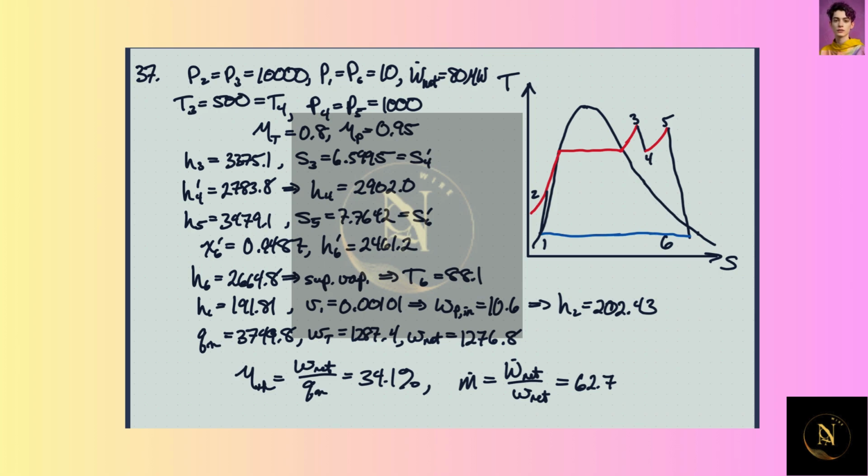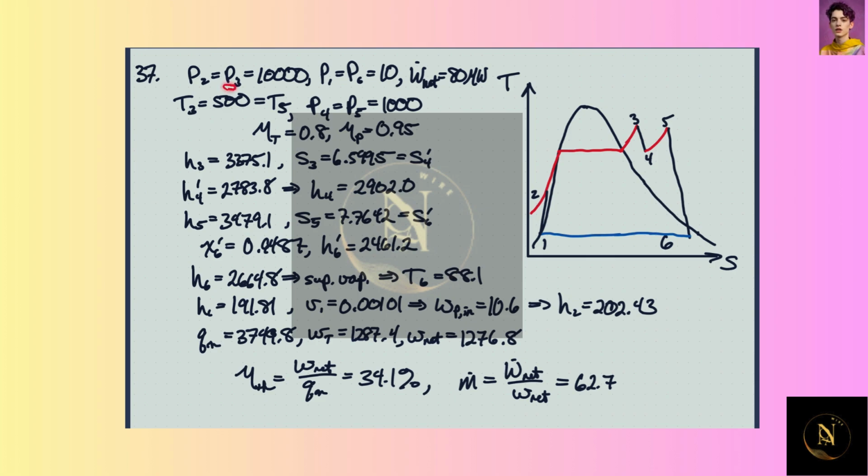The temperature at, I think I wrote that wrong again, T3 and T5, not T4. Up here, we are at 500 degrees Celsius. The pressure here is 1 megapascal. We're also given that the efficiency of the turbine is now 80%, and that of the pump is 95%.